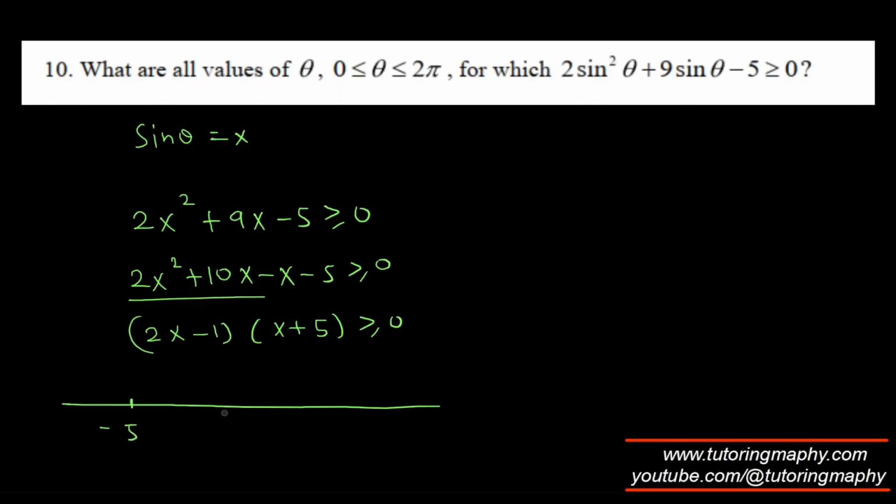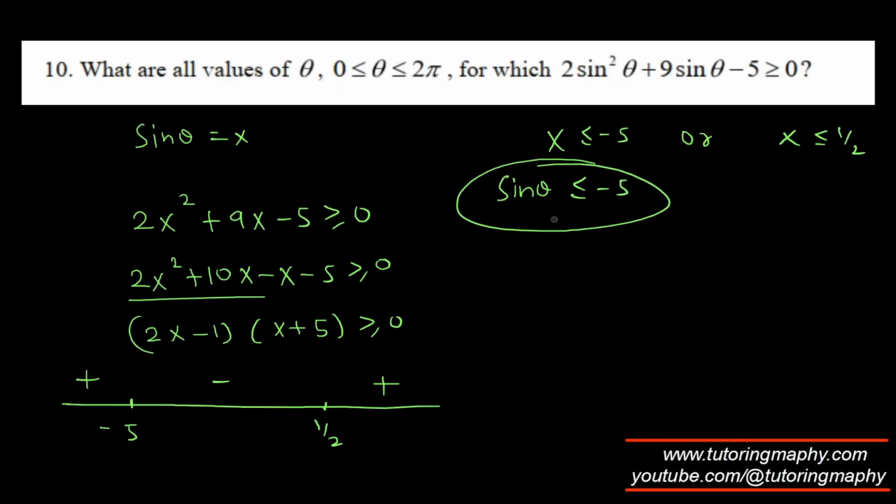I'm going to make a number line. This is minus 5. This is 1 over 2. If I put any number greater than 1 over 2, maybe 100, this will become positive. And then I just switch the signs. I need greater than or equal to 0. It means that x should be less than or equal to minus 5, or x should be greater than or equal to 1 over 2... sorry, let me restate: sine theta is less than or equal to minus 5, or less than or equal to 1 over 2. My bad.